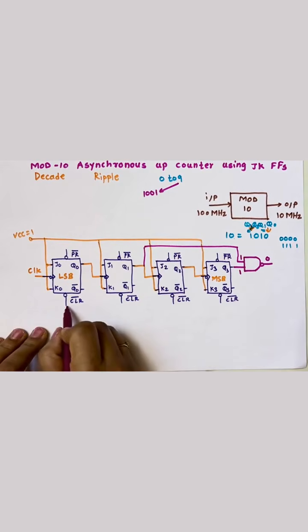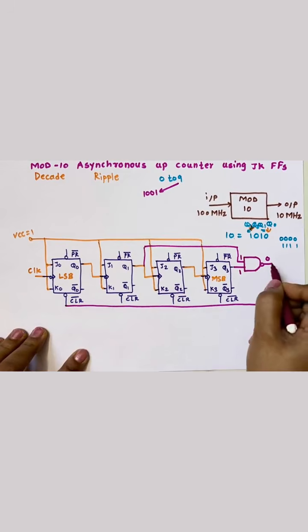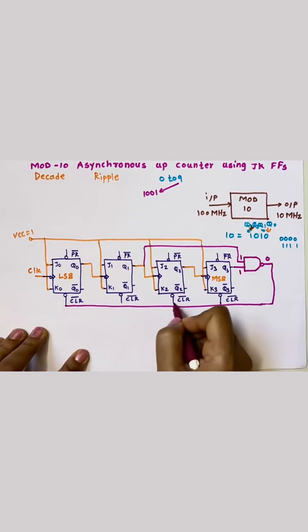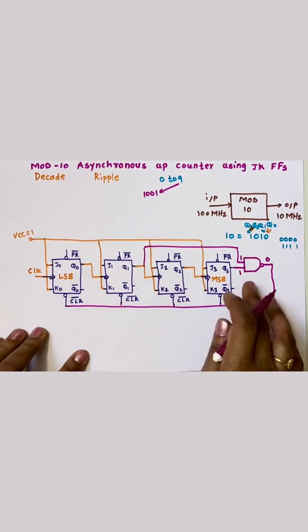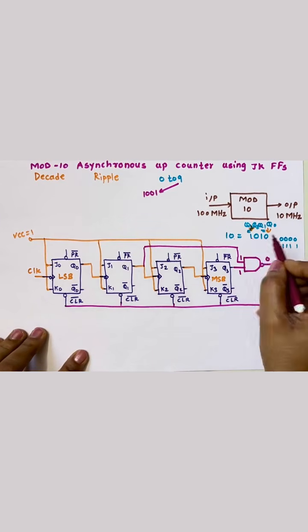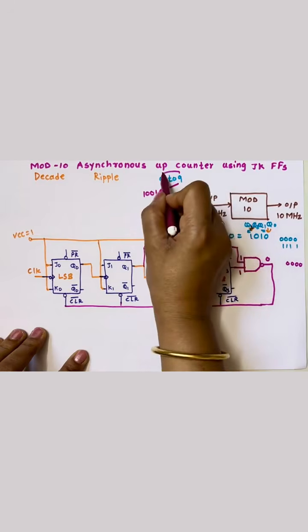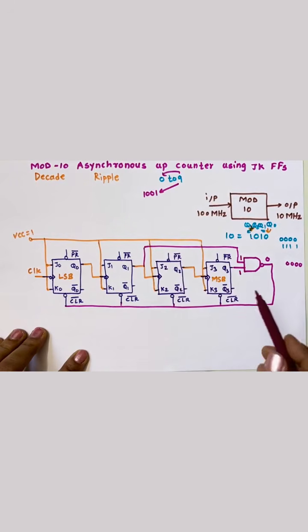Here the clear inputs are active low, so we will connect the clear inputs to the output of the NAND gate. When the output of the NAND gate becomes 0, these clear inputs will receive 0 and they will clear the contents of all flip-flops. So instead of displaying 1, 0, 1, 0, they will display 0, 0, 0, 0. After 9, it will go back to 0 and keep counting from 0 to 9.